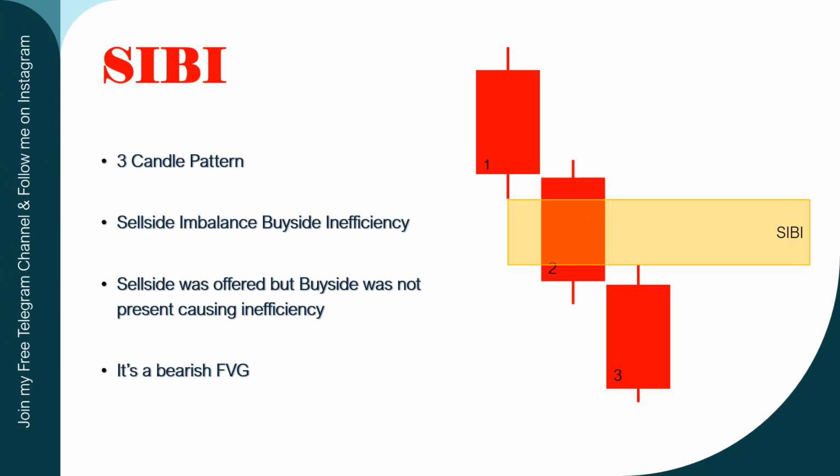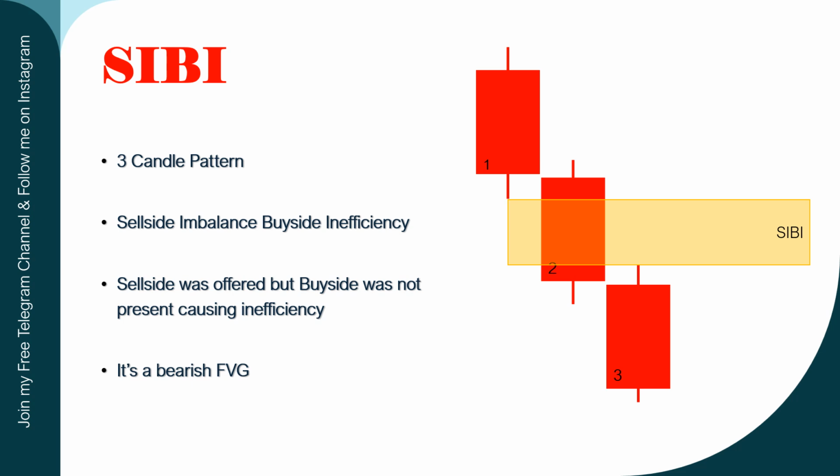All right, and the next fair value gap that we can talk about is the SIBI. So this is just the opposite of a BISI, as you can tell here. This is just sell side imbalance and buy side inefficiency. In this case, sell side was offered, but buy side was not present, causing inefficiency. So you see at a certain point the market will just move aggressively to the downside, and then the next candle that follows will not go back to rebalance whatever void that was left here. It will just go on its way there.